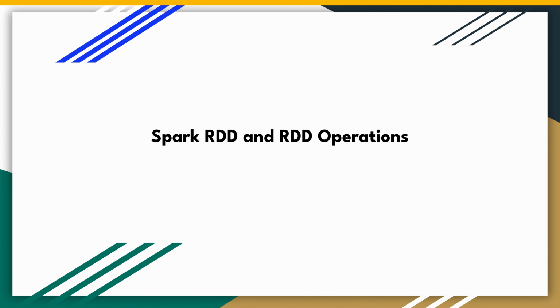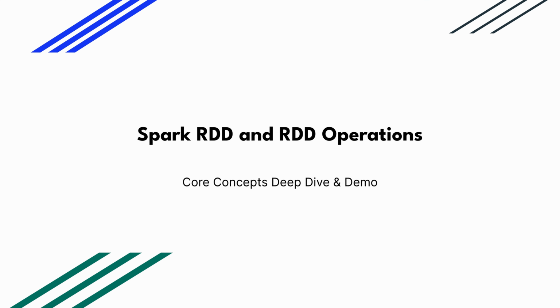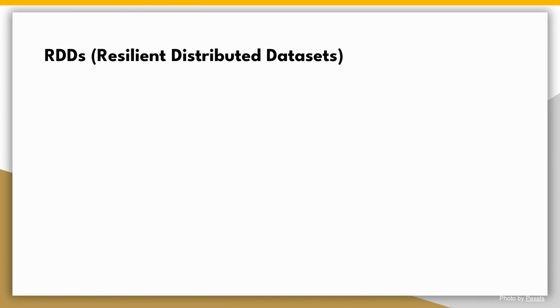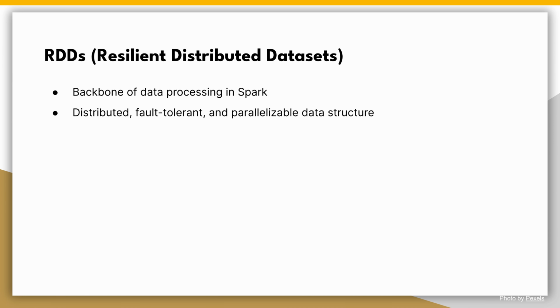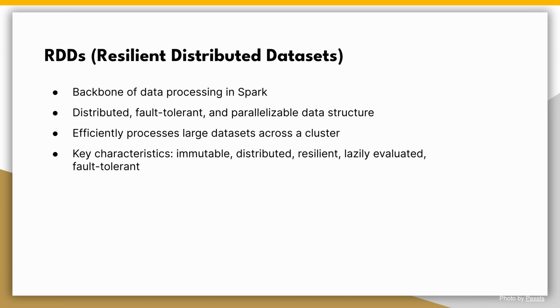In this video, we are diving into the concepts of Spark RDDs and RDD operations. Let's get started. RDDs, or Resilient Distributed Datasets, are the backbone of data processing in Apache Spark. They provide a distributed, fault-tolerant, and parallelizable data structure that allows us to efficiently process large datasets across a cluster of machines. Let's take a closer look at some key characteristics of RDDs.